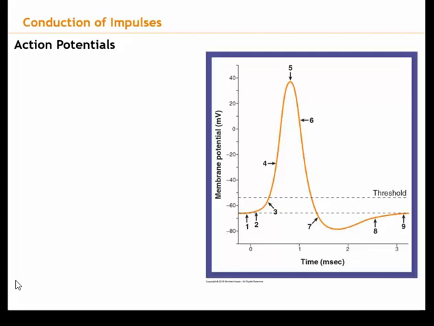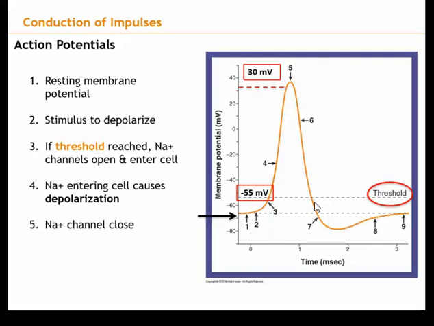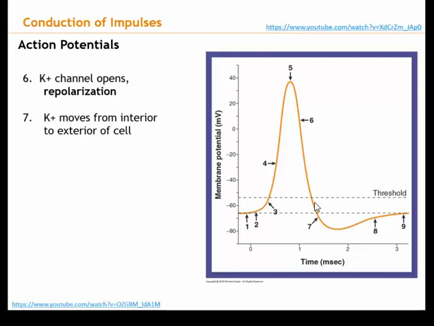All right, so let's go over this process and put it all together, because we're almost done with it. Action potential. So: resting membrane potential, then a stimulus to depolarize. We have to reach -55 millivolts. And then we have depolarization. This is where sodium enters into the cell, causing depolarization. We go to positive 30 millivolts. Then those sodium channels are going to close, and the potassium channel is now open. We go through repolarization. This is where potassium moves from the interior to the outside.